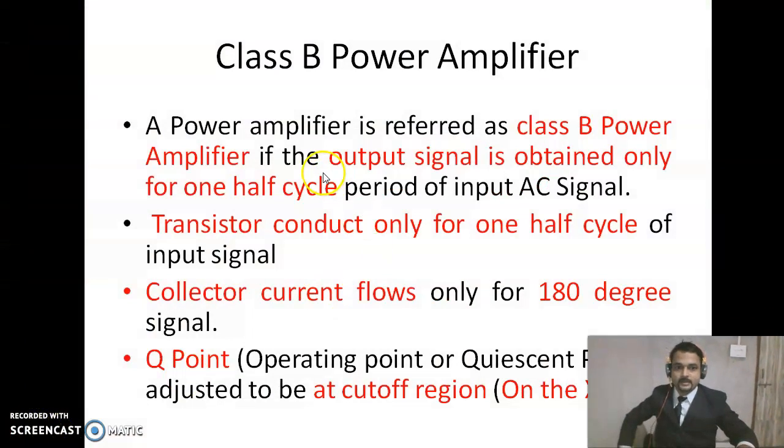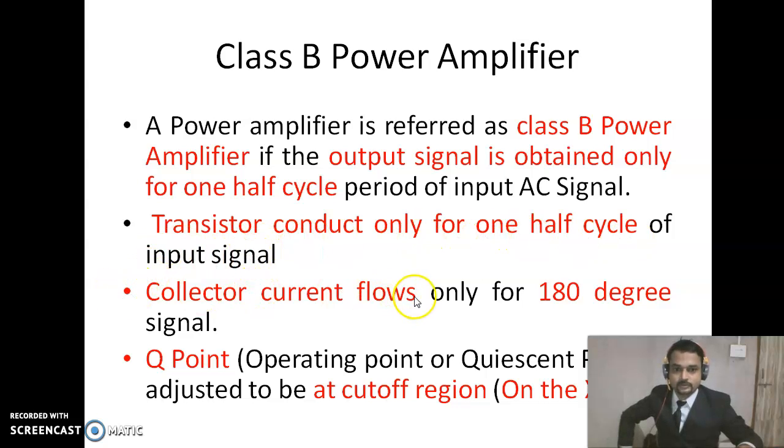So Class B power amplifier, as we know, a power amplifier amplifies or increases the strength of the input signal, increasing the voltage level of the input signal. It is referred to as a Class B power amplifier if the output signal is obtained only for one half cycle period of the input AC signal. So the transistor conducts only for one half cycle of the input signal.